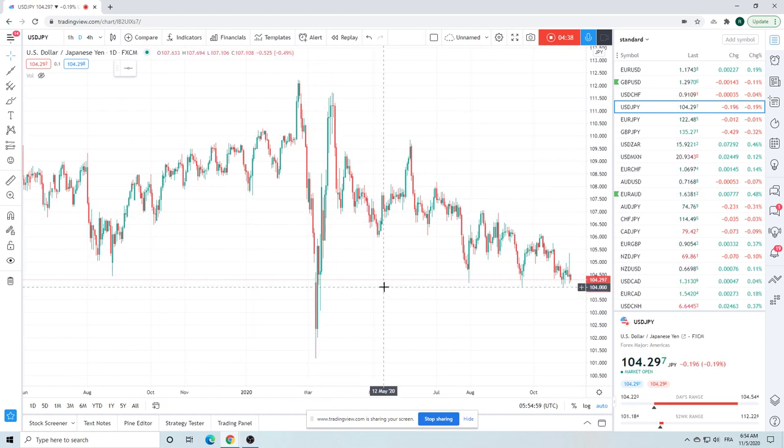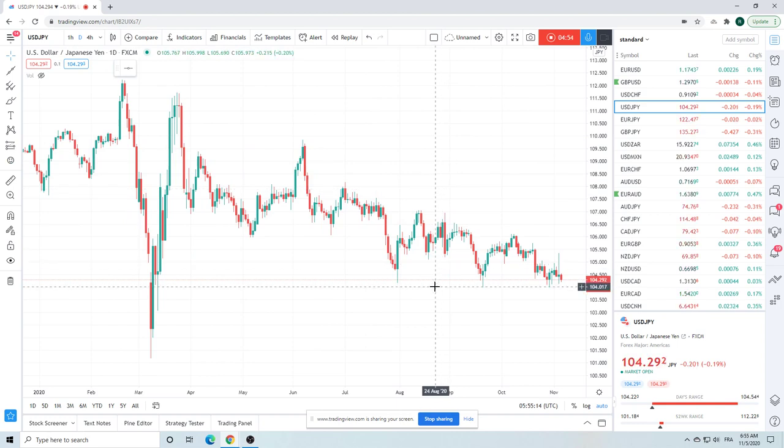at 104 the figure. Obviously the Fed is tonight. This would be the ideal scenario if we get some sort of dovish Fed action. Bang, dollar yen shits the bed. Who's going to clean that mess? I don't know. Don't care.